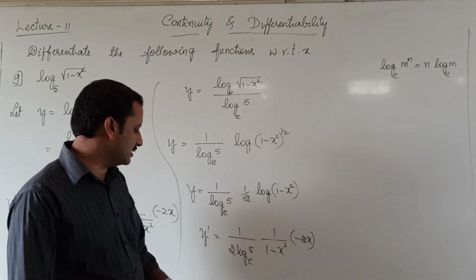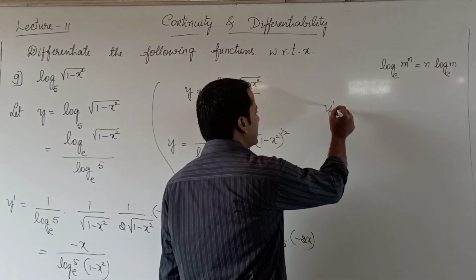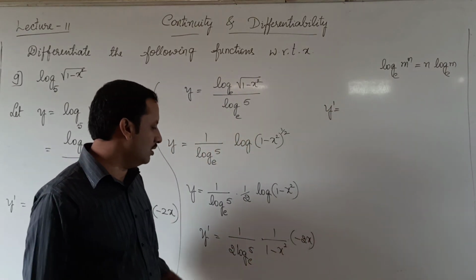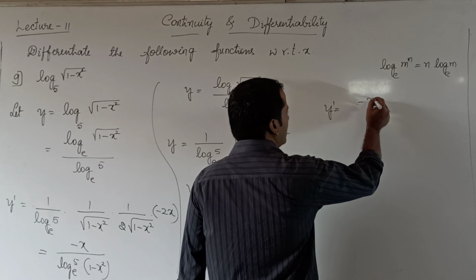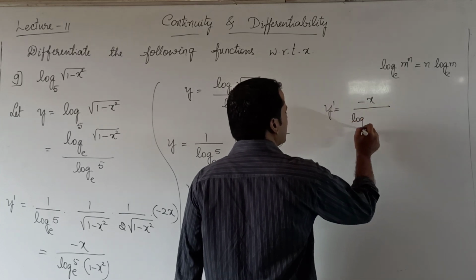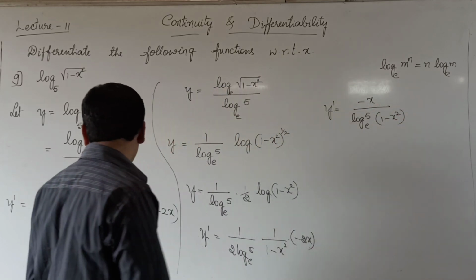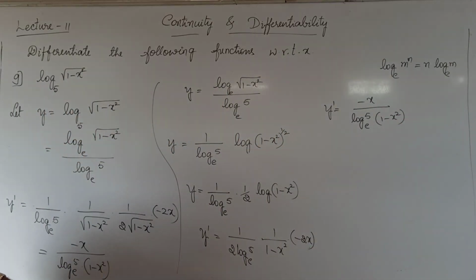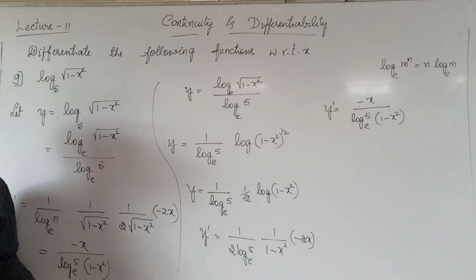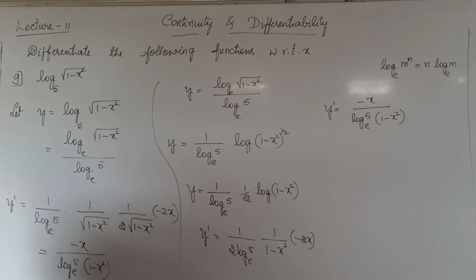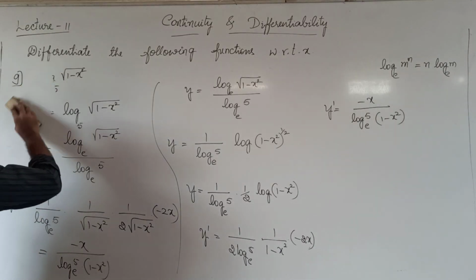So now 2 gets cancelled. Then we'll have y dash is equal to, when I cancel this 2, minus x divided by log 5 to the base e into 1 minus x square. Here also we got the same answer. Minus x divided by log 5 to the base e into 1 minus x square. Is it clear? Great. Then we shall go to the next problem.